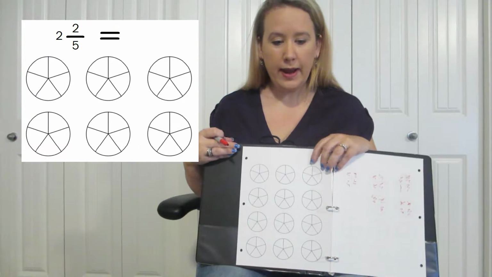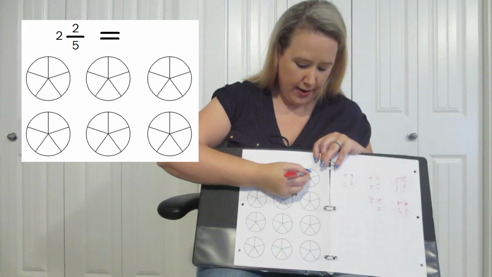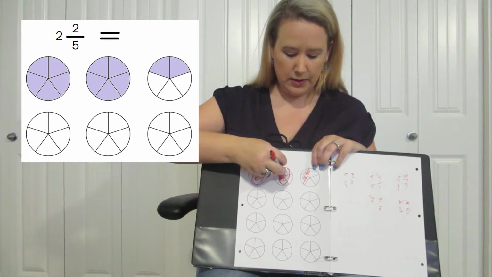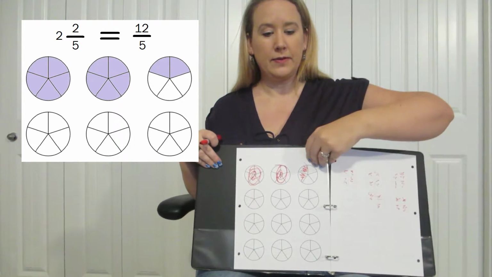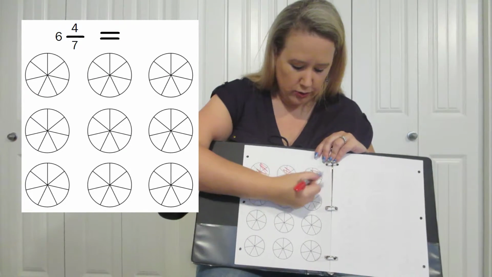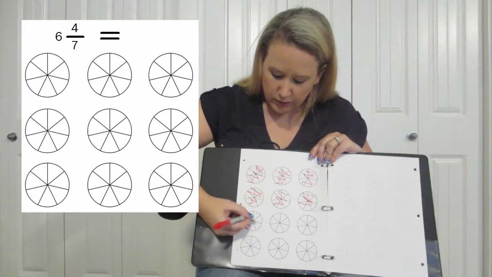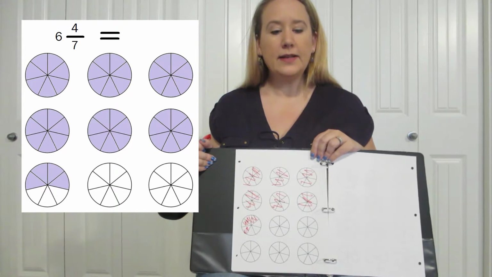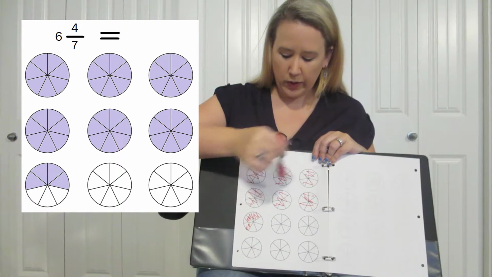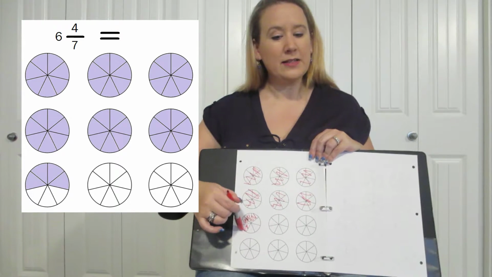Next question, 2 2/5. So here's 1, 2, and 2 more fifths. Okay, so how many fifths is that? Well, 5, 10, 11, 12. 12 fifths. Next question is 6 4/7. So we got 1, 2, 3, 4, 5, 6, and 4 more sevenths. 1, 2, 3, 4. 6 4/7. How many sevenths is that? Well, let's count by sevens. 7, 14, 21, 28, 35, 42, 43, 44, 45, 46.